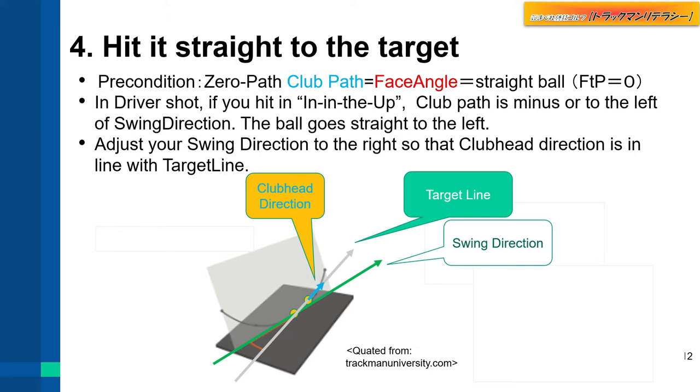How can we hit it straight to the target? Again, the precondition is zero path, straight ball. In a driver shot, if you hit on the upswing, the club path is minus, to the left of the swing direction. This means the ball goes straight to the left of the swing direction. The solution is pretty simple. Just adjust your swing direction to the right. This means face this plane to the right so that the club head direction, this blue arrow, is in line with the target line.